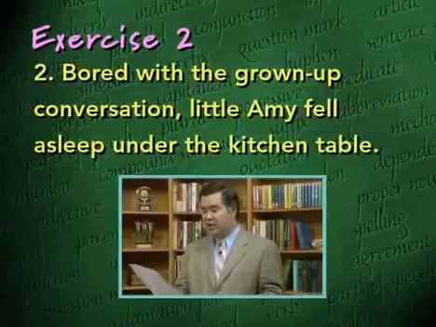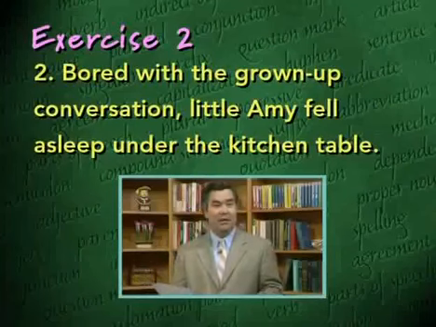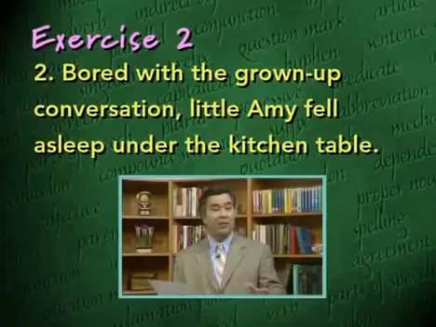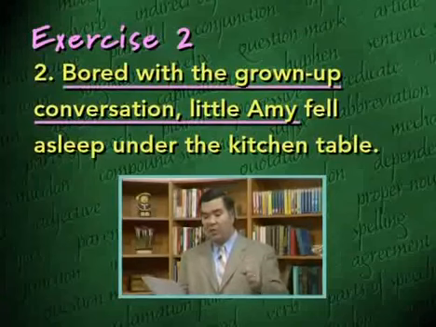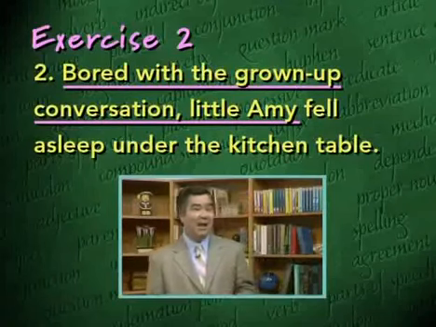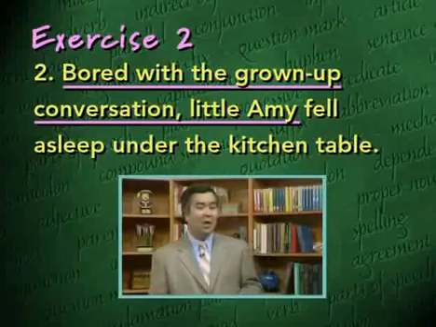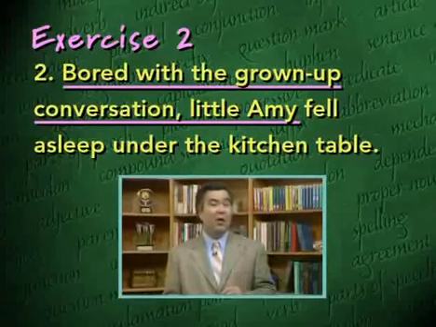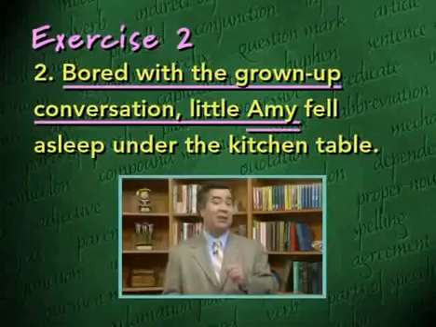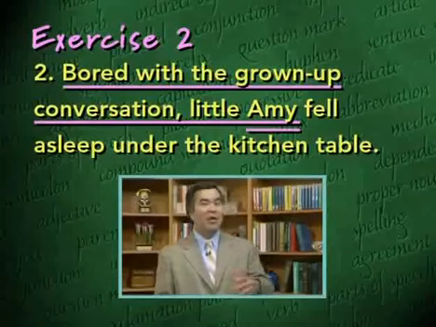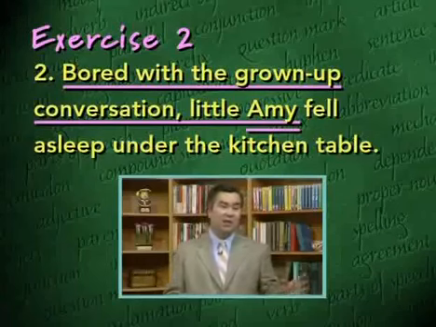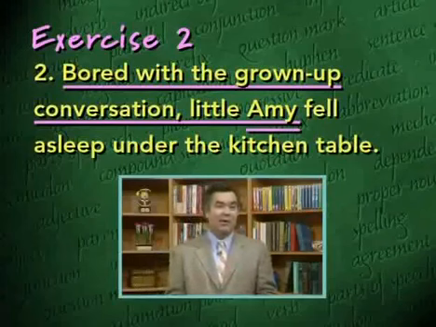Bored with the grown-up conversation, little Amy fell asleep under the kitchen table. Where would you divide this sentence between the subject and the predicate? In this case, the subject includes all the words up to little Amy. So the subject would include bored with the grown-up conversation, little Amy. All of that is the subject. All of that describes what the sentence is about, or in this case, who the sentence is about. What's the single most important word here? Did you identify one word as the simple subject? The answer is Amy. Amy is the simple subject. That's basically what the sentence is about. All the other words here give us more information about Amy. The other words tell us that Amy is little and that she was bored with the grown-up conversation. So all those other words give more information about the simple subject, Amy.